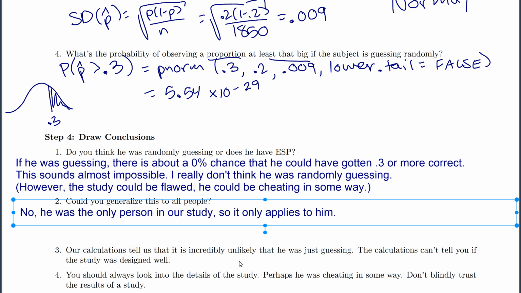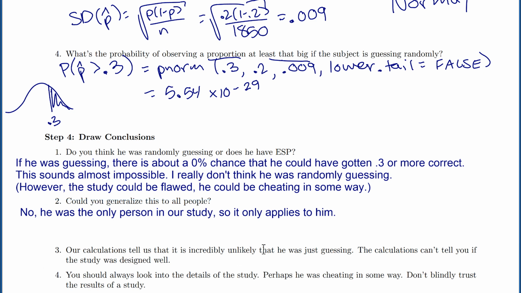Again, our calculations just tell us that it was incredibly unlikely that he was just guessing. The calculations can't actually tell you if the study was designed well. You should always look into the details of any study. Perhaps he was cheating in some way. Don't just blindly trust the results of a study.